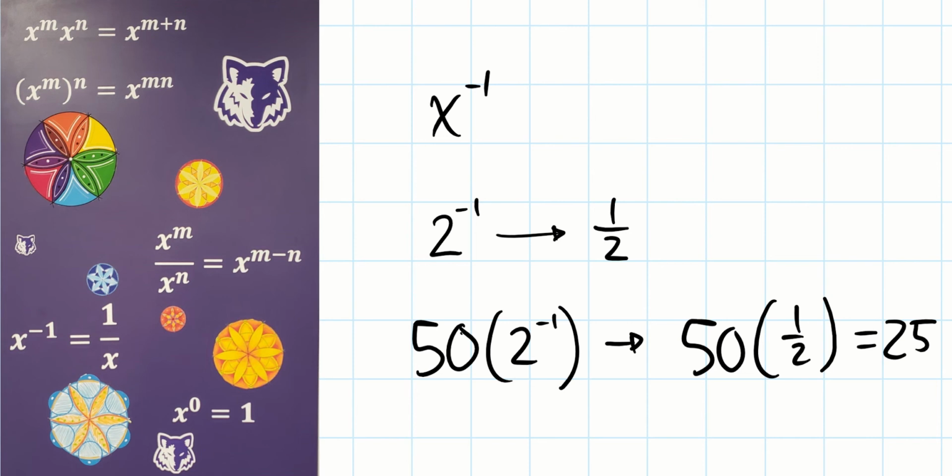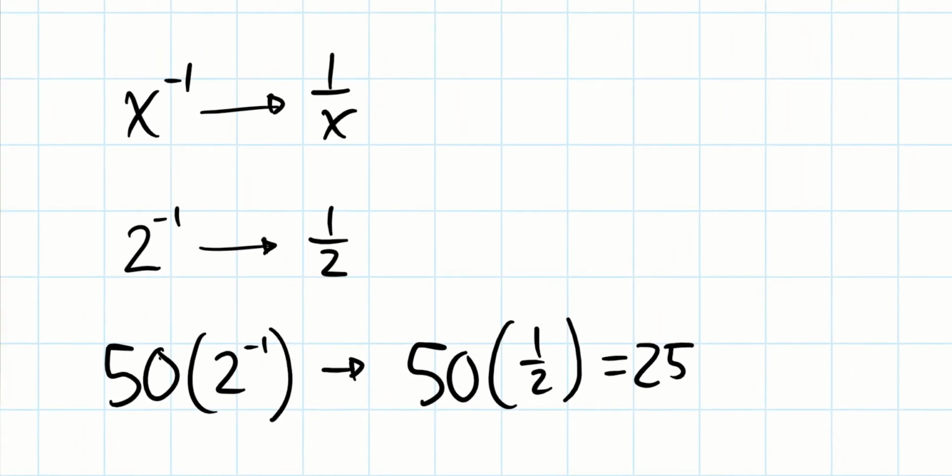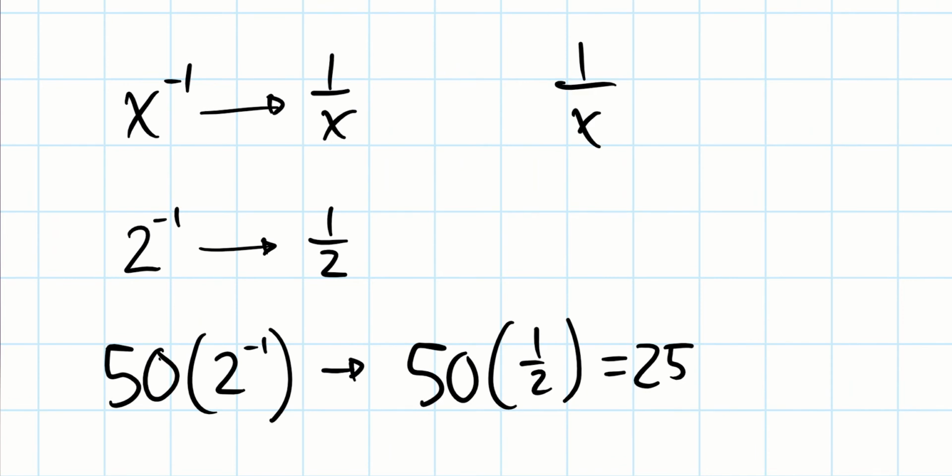So anytime I see a negative exponent, I'm thinking, oh, this is a reciprocal. And it doesn't matter if the negative exponent is in the numerator or in the denominator. So for example, if I have 1 over x to the negative 1, that's the same as x to the positive 1.